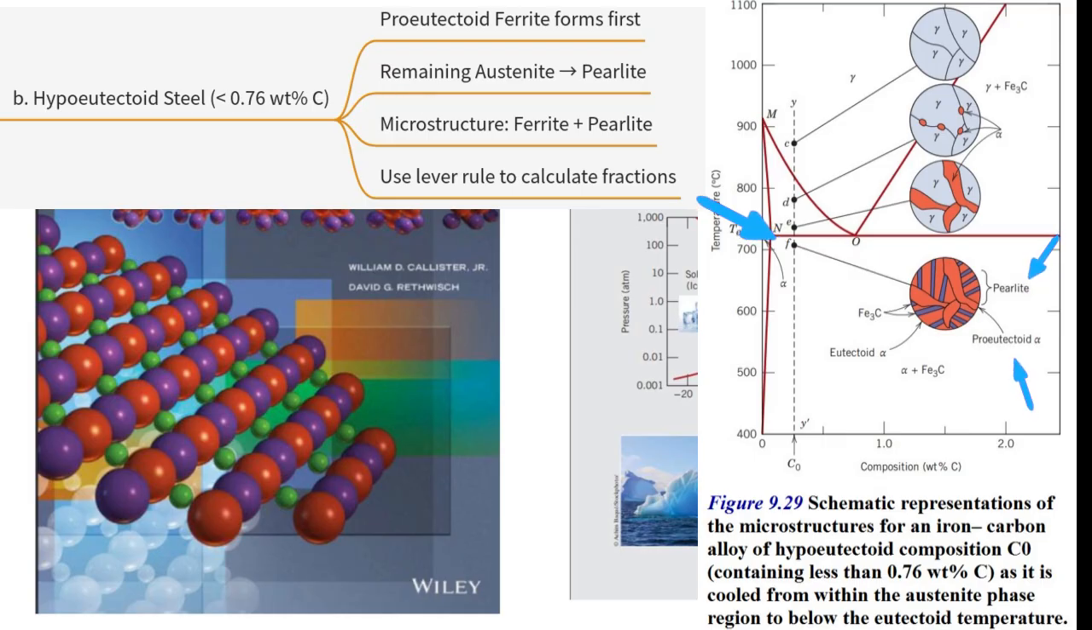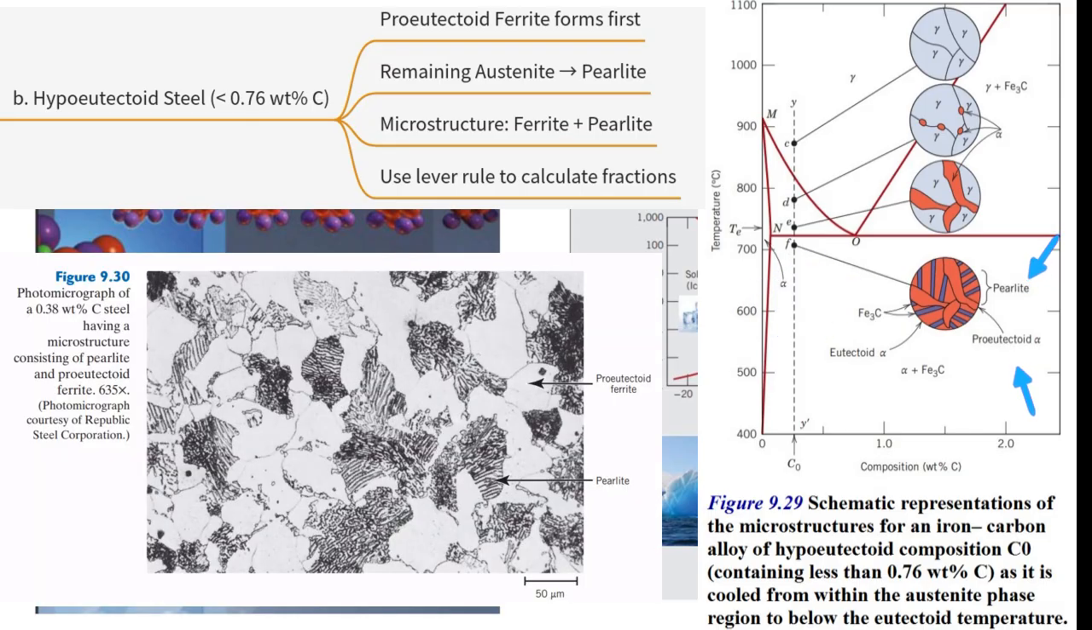The proeutectoid ferrite that formed earlier just sits there. It remains as part of the final structure. So the final microstructure for a hypoeutectoid alloy, cooled slowly, is a mixture of that initial proeutectoid ferrite and colonies of pearlite, like in the micrograph, figure 9.30. Precisely. You'd see larger, lighter areas of the proeutectoid ferrite, often outlining the original austenite grain boundaries, surrounding these darker, striped patches of pearlite. So you really have two distinct microconstituents, the proeutectoid ferrite and the pearlite.